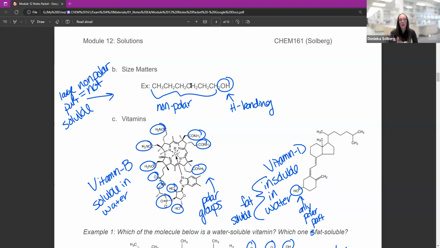Okay, so you might have heard of water-soluble vitamins and fat-soluble vitamins. Some dissolve better in water because they're polar, and some dissolve better in fat because they are nonpolar, and fat is a nonpolar molecule, and that's how they move to different parts of your body.